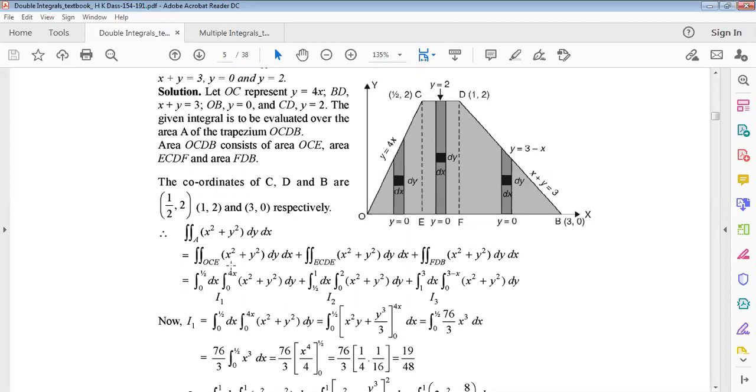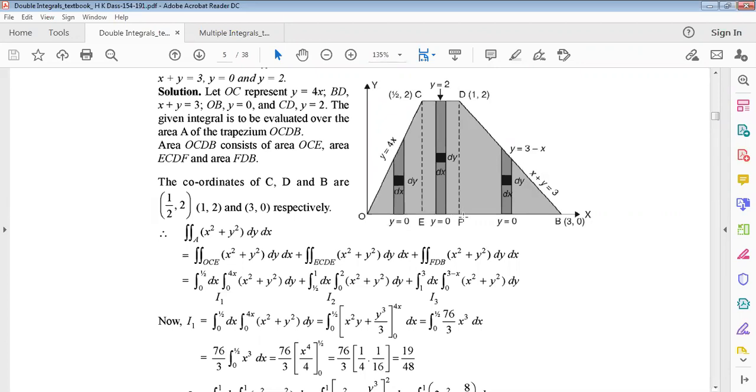Now the y limits for this area OCE will start from 0 to y equals 4x. This is the whole straight line that covers the area, so 0 to 4x. Now for the rectangle ECDF, the x value starts from half.